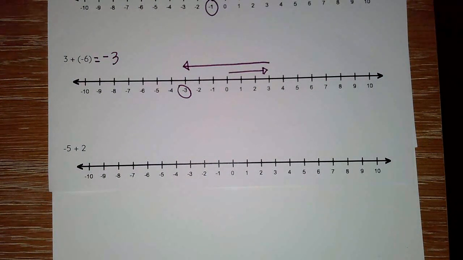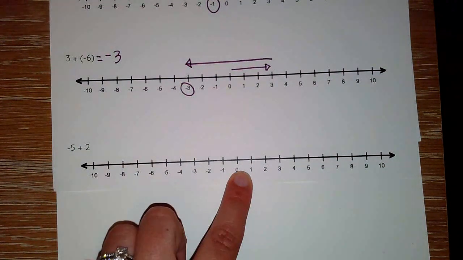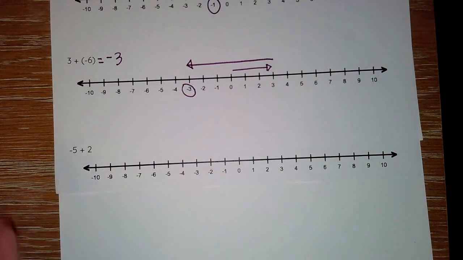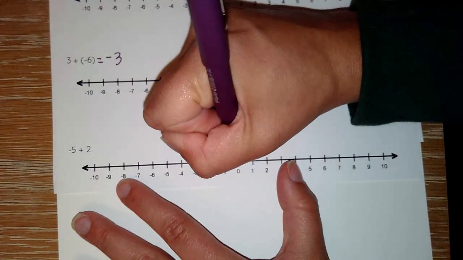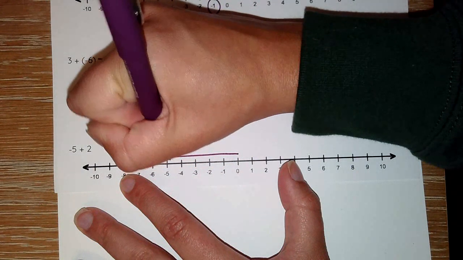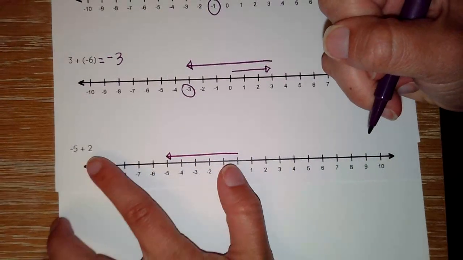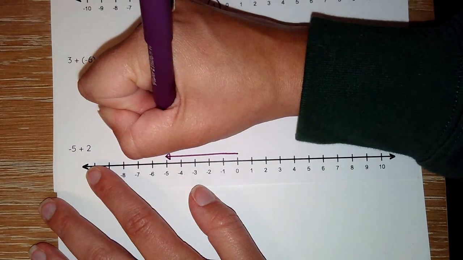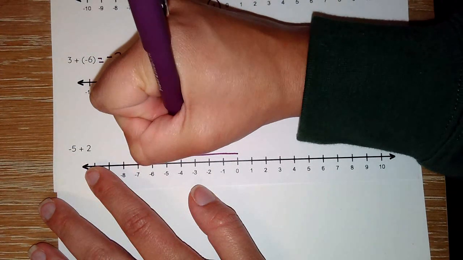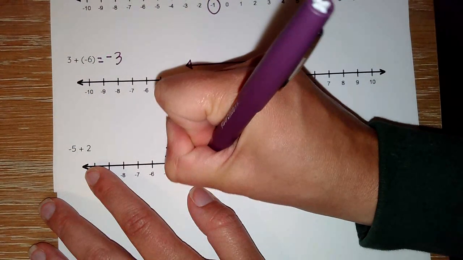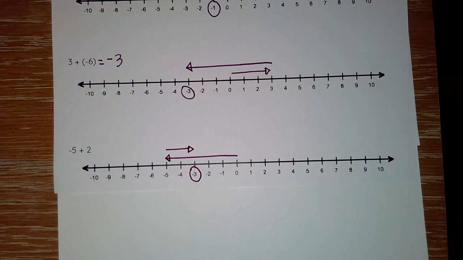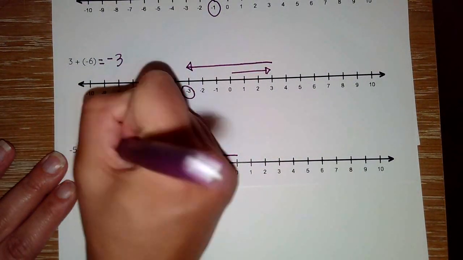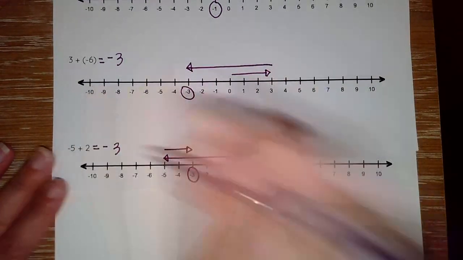One more example for today. We've got negative 5 plus 2. We start at our 0. We move negative spaces, 5 of them to start. And then from there, we've got positive 2. So we move right 2 spaces, ending us at negative 3. Therefore, negative 5 plus 2 equals negative 3.